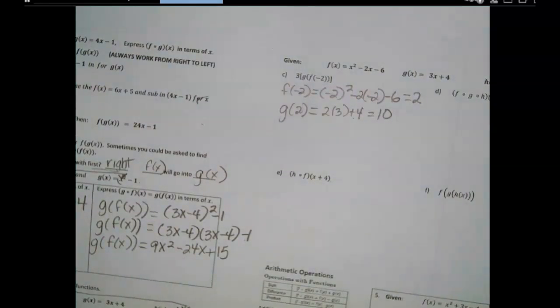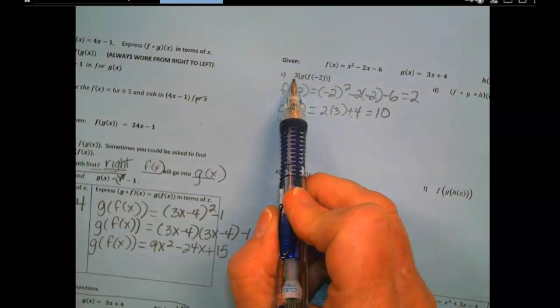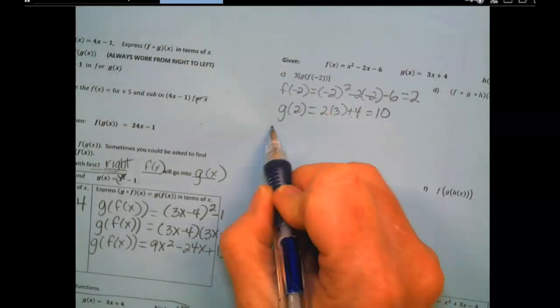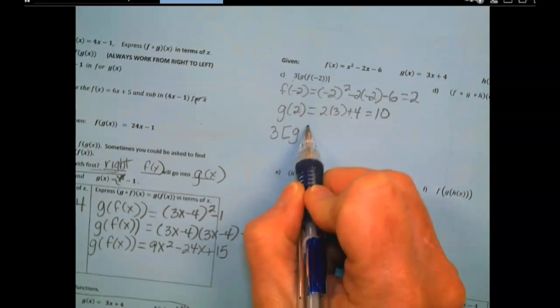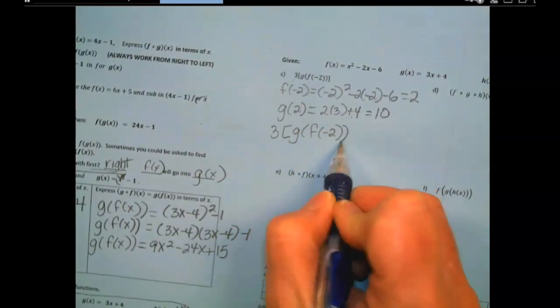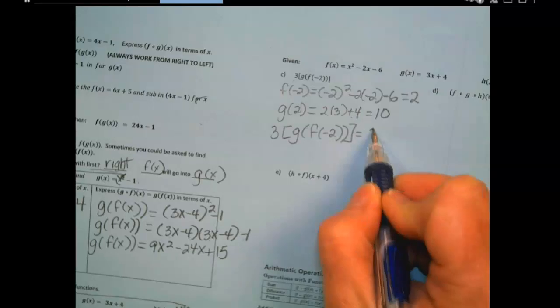Is 10 my answer? What's the answer? Right, I haven't multiplied by 3 yet. So my 3 times g of f of negative 2 ends up being 30.